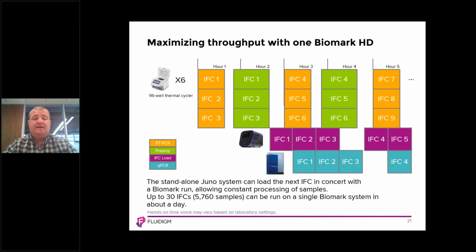And once that's complete, you then switch over to our standard workflow using the 19224 IFC on the Juno and on the Biomark. And because we do this staggered workflow, it allows the constant processing of samples. And so, up to 30 IFCs can be run on a single Biomark, a single Juno system in one 24-hour period. That means that you're going to generate 5,760 tests in one day with one system.